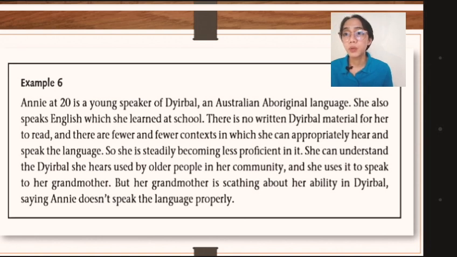So for example, everyone, there is so little support from the community for the Dyirbal language, right? So they themselves neglect or abandon this Dyirbal language. So it really leads to language loss, and the condition gets worse in her ability or proficiency in speaking Dyirbal. That's why her grandmother concluded that Annie's proficiency in speaking Dyirbal does not speak the language properly. She is no longer good in speaking the Dyirbal language because of lack of support in society, which made it worse, and it led to language loss.